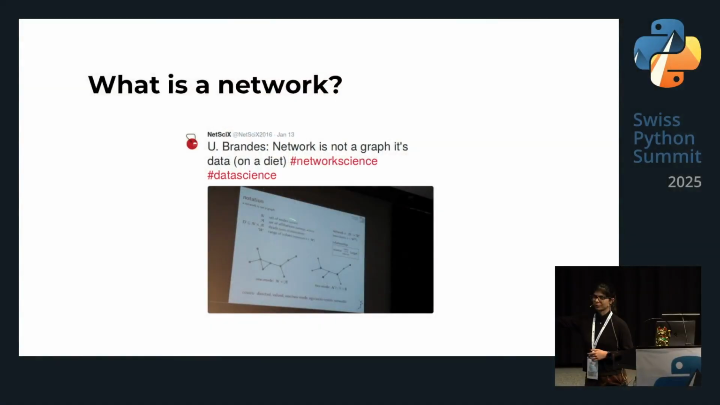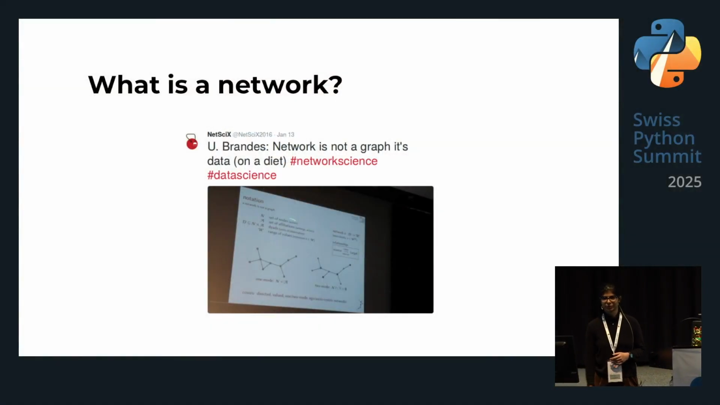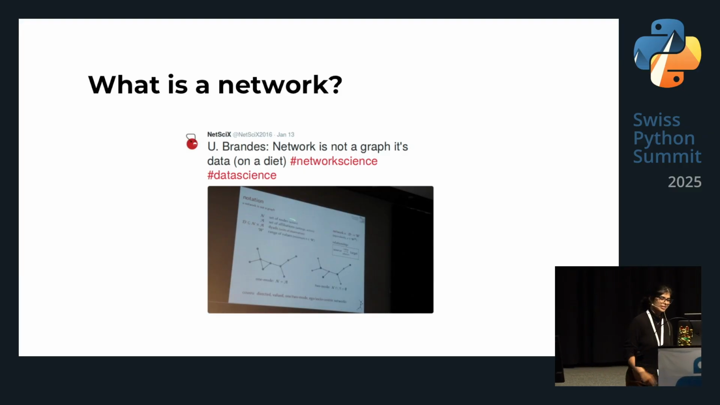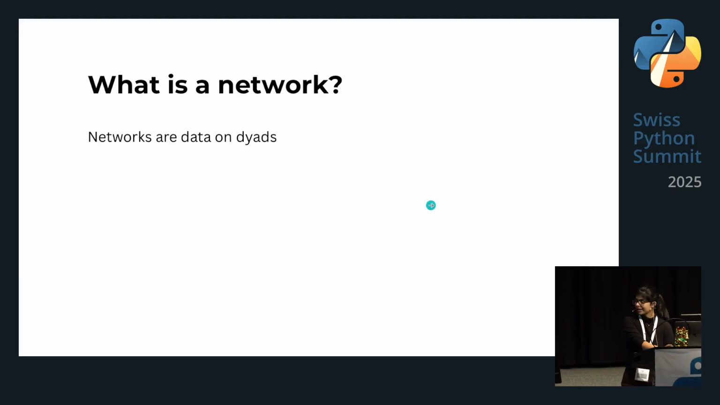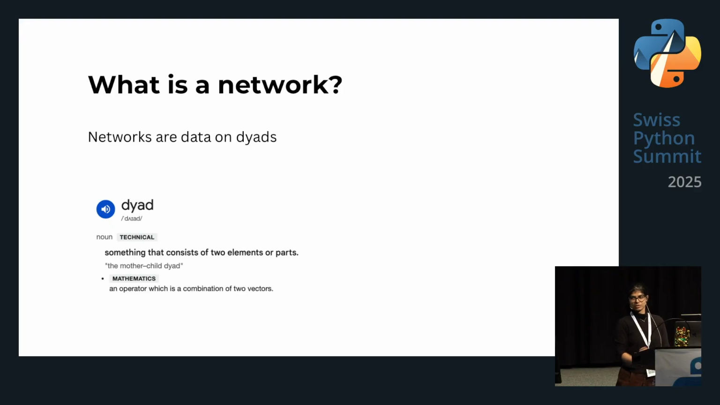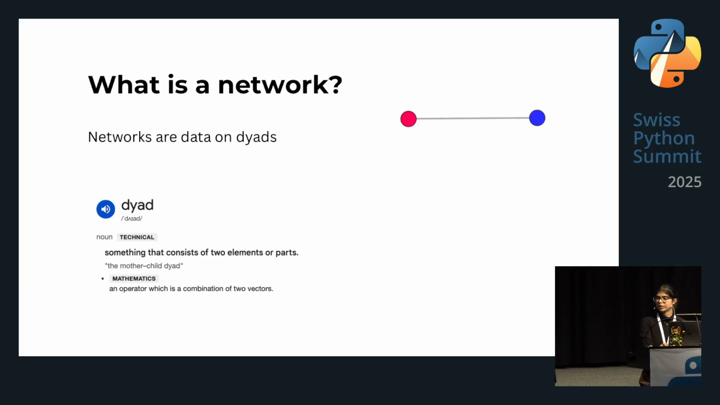In the words of the professor who introduced me to networks in the first place, Professor Ulrich Brandes, a network is not a graph, it's data on a diet. Diet itself is a pun that you'll understand in the next slide. So networks are data on diets. If you just Google the definition of diet, it is something that consists of two elements or parts. In the context of networks specifically, we have nodes and edges.